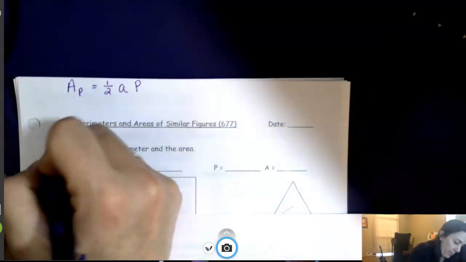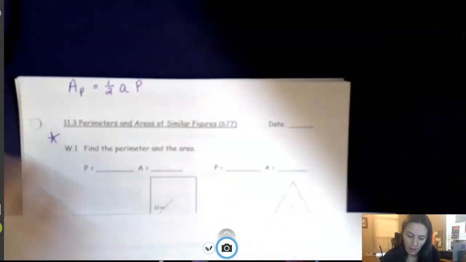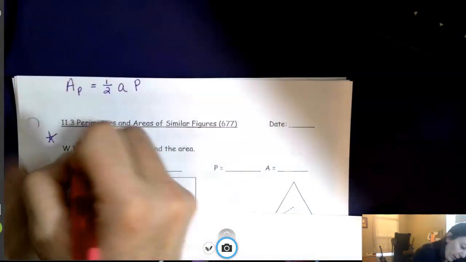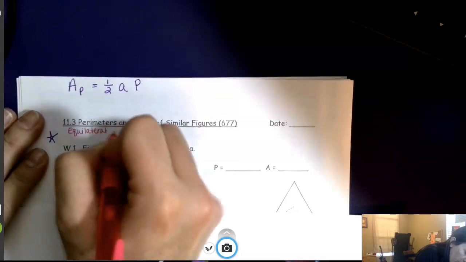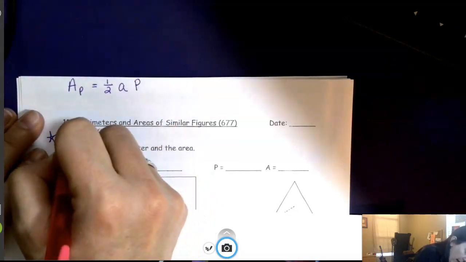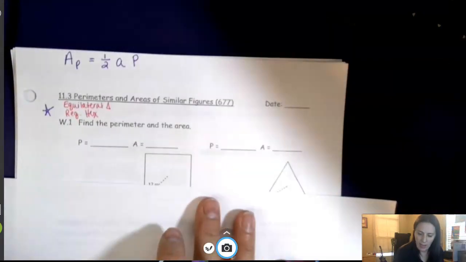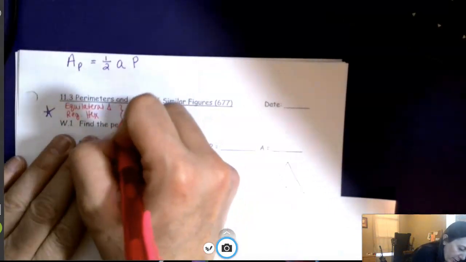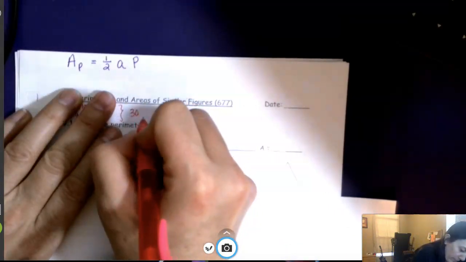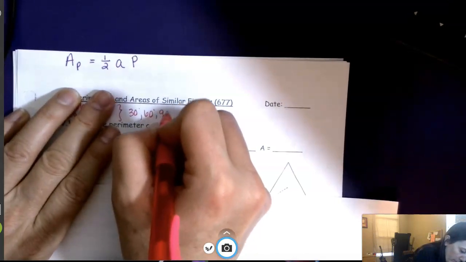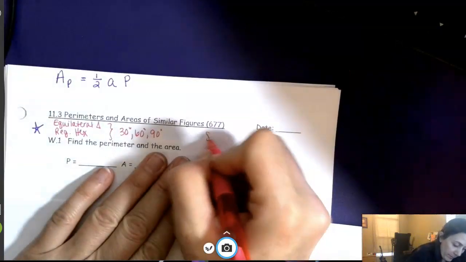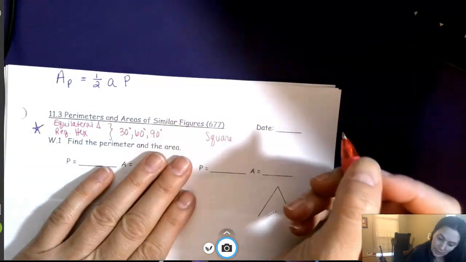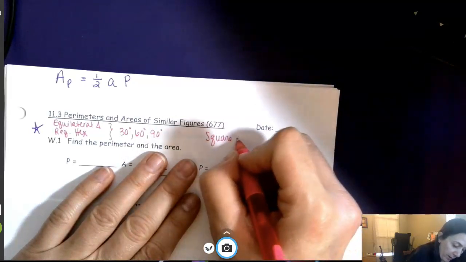Okay, so things that we wanted to remember from the day before, when we had maybe an equilateral triangle, or you had a regular hexagon. These are shapes where you are going to have a 30-60-90 triangle. Okay, if you have a square, so you had a worksheet on the page before, a square is going to be a 45-45-90.